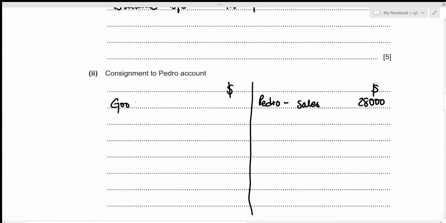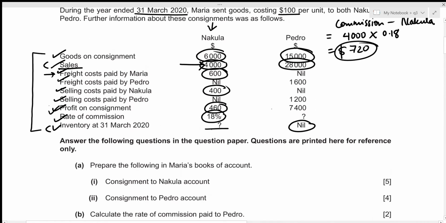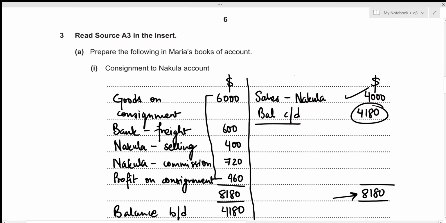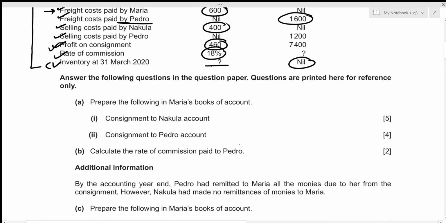Goods on consignment. This amounted to 15,000. Okay, let's have a look above. Then we are given the freight cost paid by Pedro, and this amounted to 1,600. So let's record it as well. And since this is paid by Pedro, we should be recording this under his name. So that's Pedro freight costs, which amounted to 1,600. Let's have a look above.